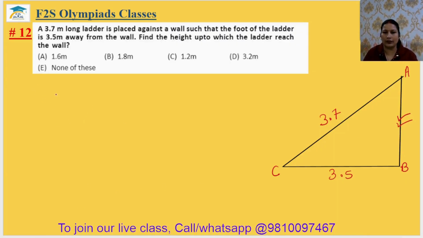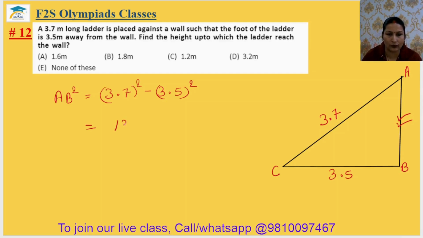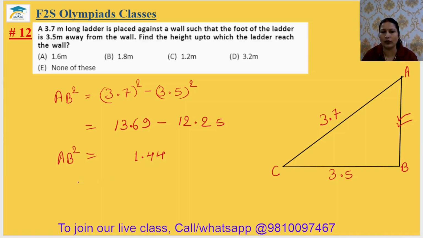Using the Pythagorean triplets, you can write AB square equal to 3.7 square minus 3.5 square. 3.7 squared is 13.69, minus 12.25. When you subtract it, you get 1.44. So AB square is equal to 1.44.